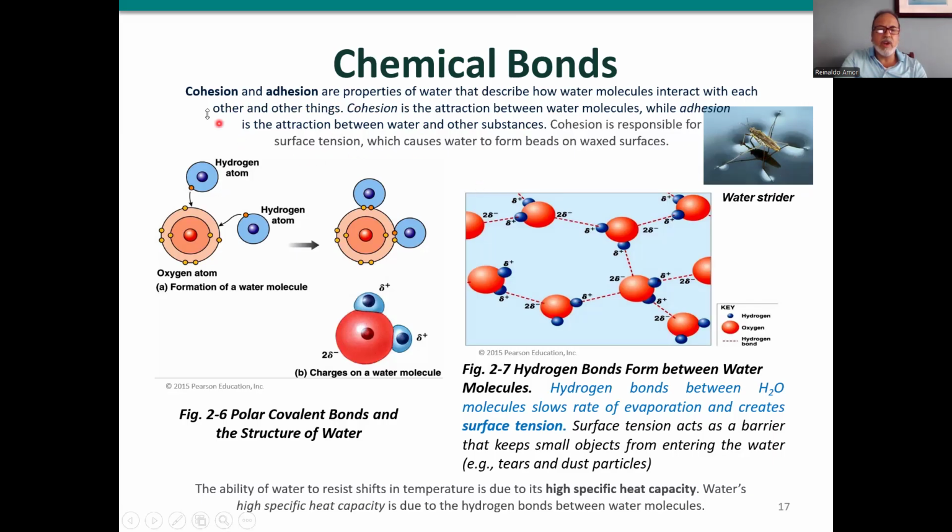We need to know two definitions here. What is cohesion and adhesion? These are properties of water that describe how water molecules interact with each other and other things. Cohesion is the attraction between water molecules, while adhesion is the attraction between water and other substances. Cohesion is responsible for surface tension, as you see here with this water strider on top of the water. Surface tension causes water to form beads on wax surfaces.